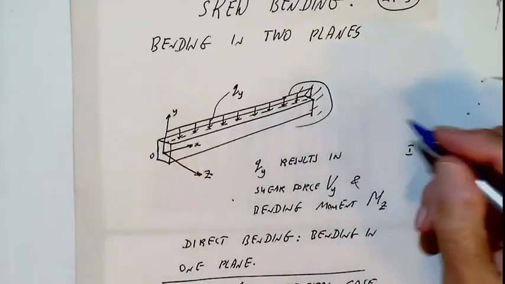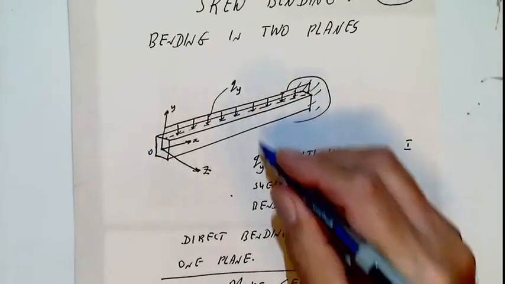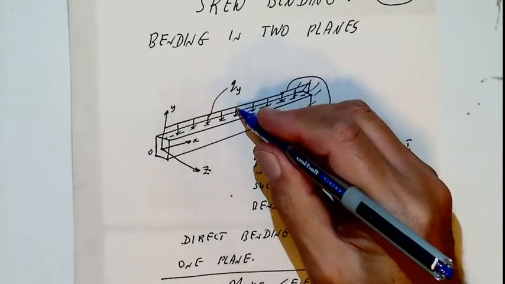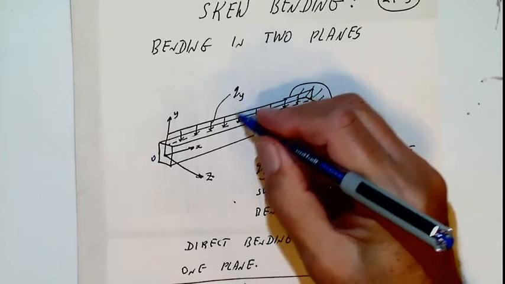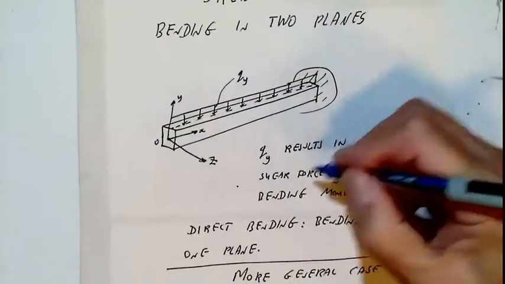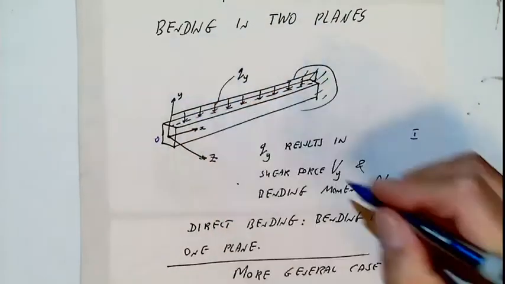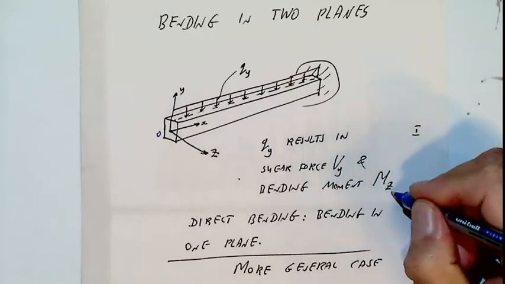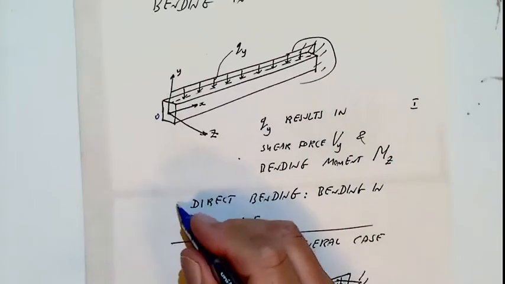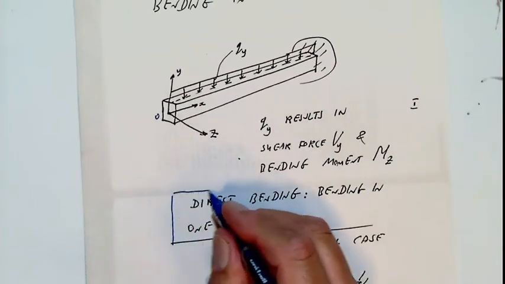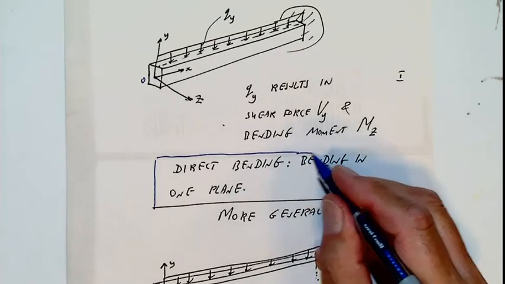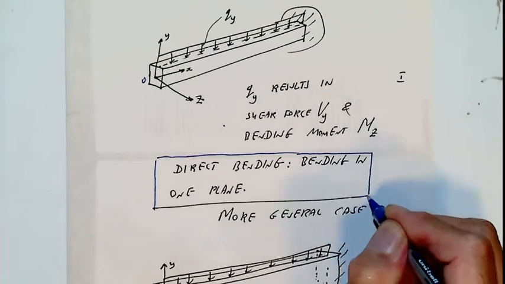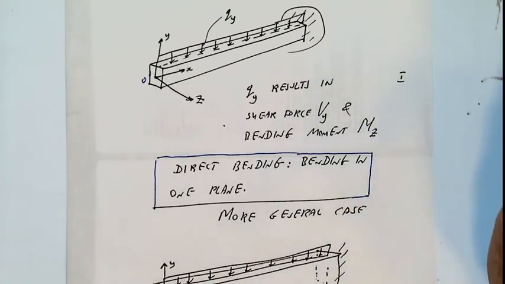So imagine that there is a distributed load QY. QY results in shear force VY and bending moment MZ. That is called direct bending. Direct bending is bending in one plane.